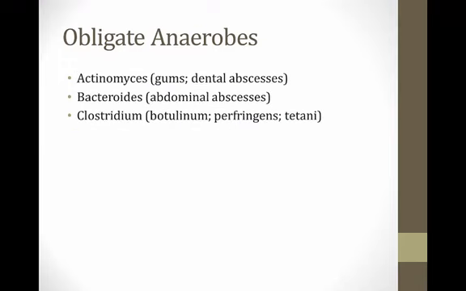So I've written on this slide the names of some of the anaerobes that you should definitely know. The first one is Actinomyces. This is found in the gums and it's often a cause of dental abscesses. The second one is Bacteroides. This is found in the GI tract and it often causes abdominal abscesses. So patients who have appendicitis may have an abscess in their appendix and this bug is often found.